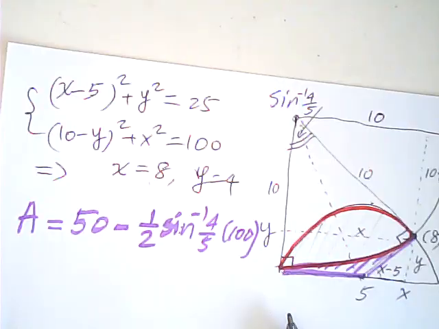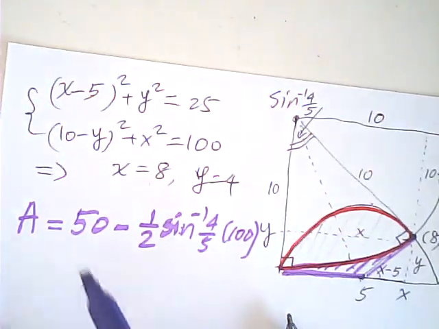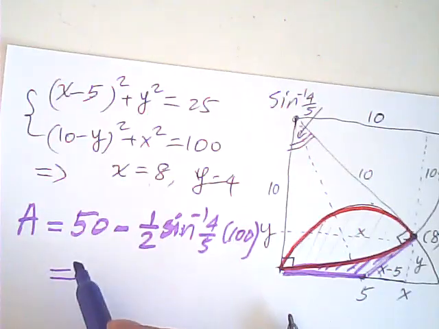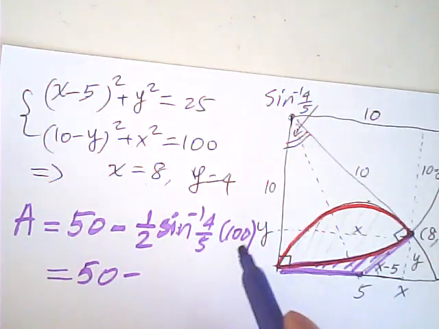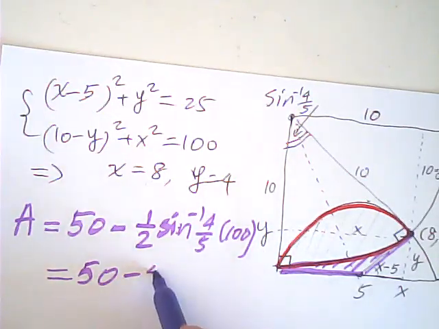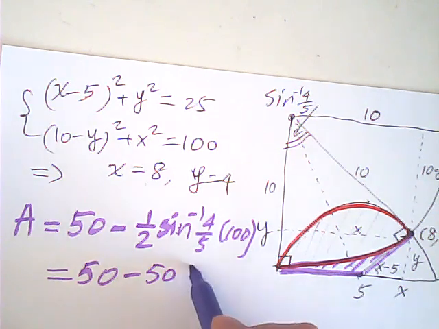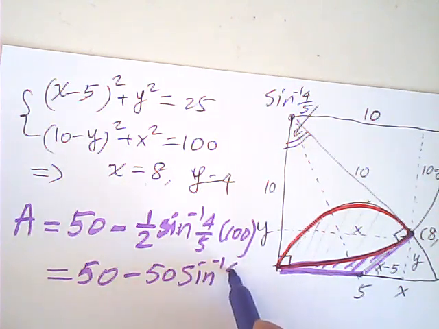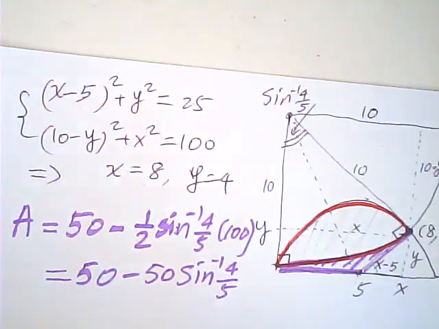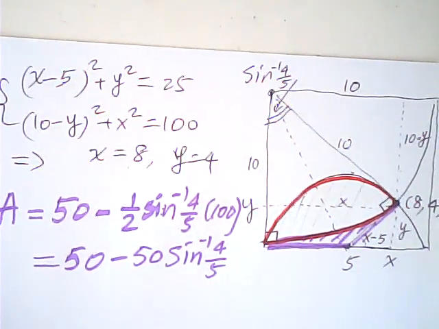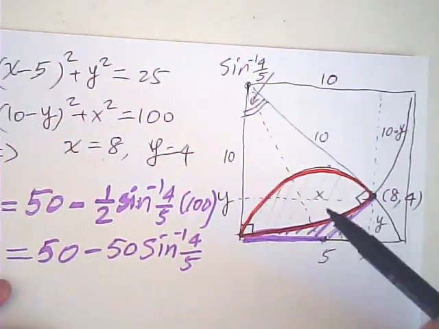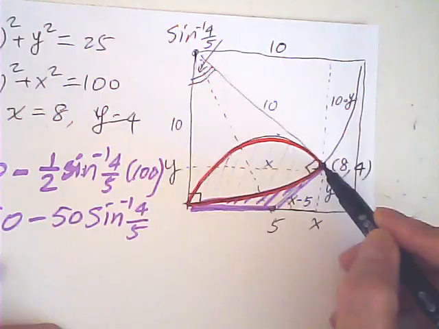Okay, so we can simplify. This one is equal to 50 minus 50 arcsine 4/5. Good. That is this area. Now also we have this area.